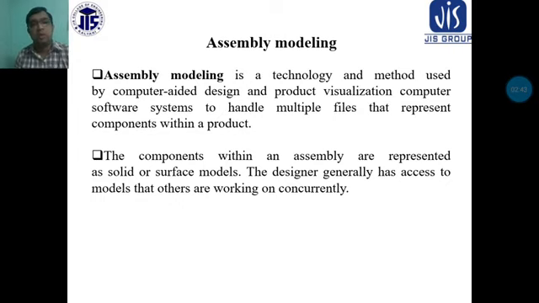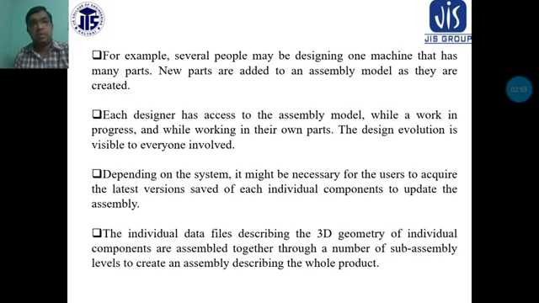One component is joined to another component. That means firstly you give the base component, and then the other components are merged to it. This is considered assembly modeling. For example, several people may be designing a machine that has many parts, and the new parts are added to the assembly model as they are created.